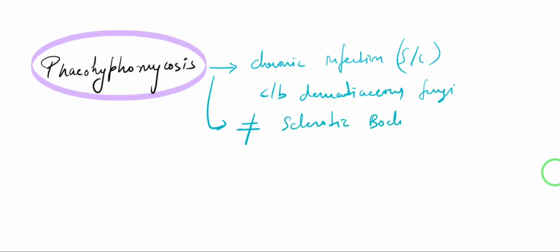Okay, so they don't have these copper penny cells. That's why they are put into a different class. So phaeohyphomycosis is also a chronic subcutaneous infection caused by dematiaceous fungi, but they do not have sclerotic bodies. So which dematiaceous fungi are causing it? We have Alternaria species and Curvularia species. Okay, so that was about phaeohyphomycosis.